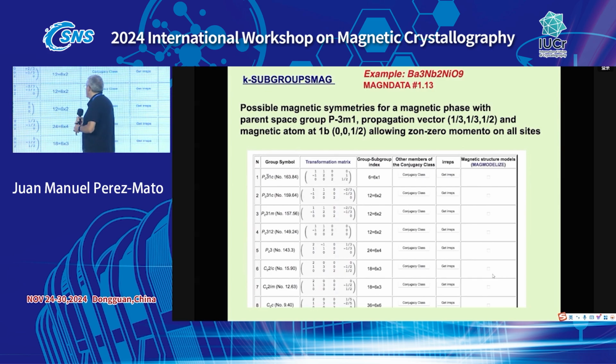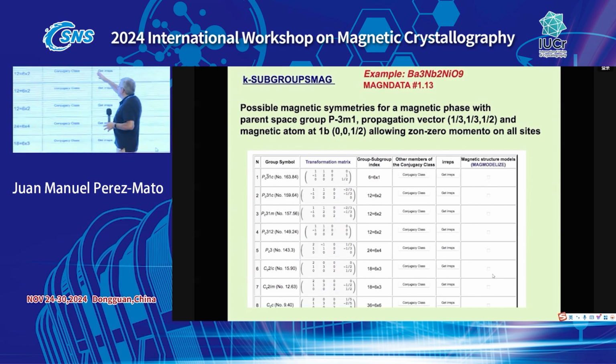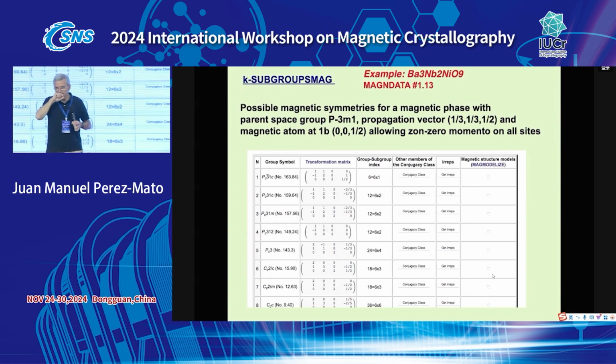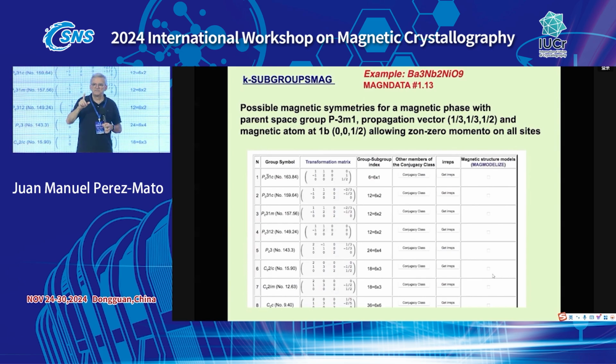So, of course, as the point group decreases here, the number of types of domains that you are going to have increases. Of course, the number of domains in your sample depends on the experiment. Another important thing is the conjugacy class. It's very important to understand that the program only gives one representative of a whole set of magnetic space groups, which are physically equivalent, and they will correspond to the different domains that the system can have.